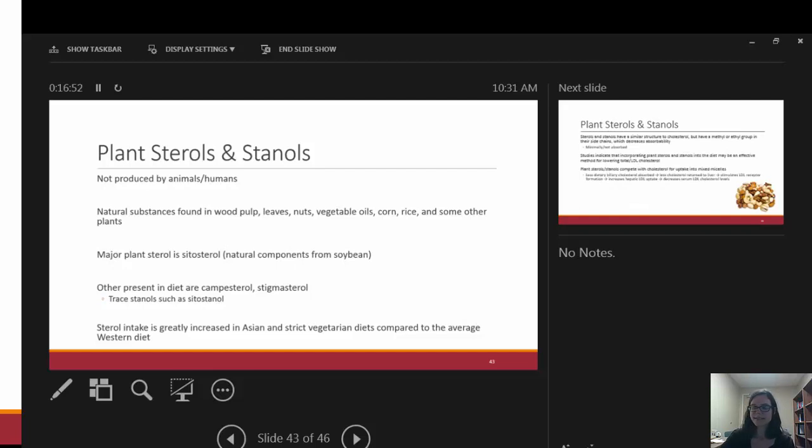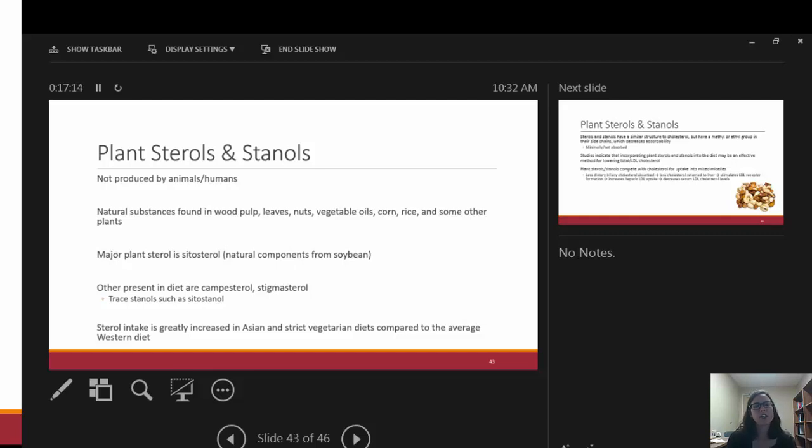Okay, and then for our last topic, we're going to talk about plant sterols and stanols. And we include this in this section, not because these are produced from cholesterol, but because they have a structure that's very similar to cholesterol. So these are produced only by plants, not by animals or humans.